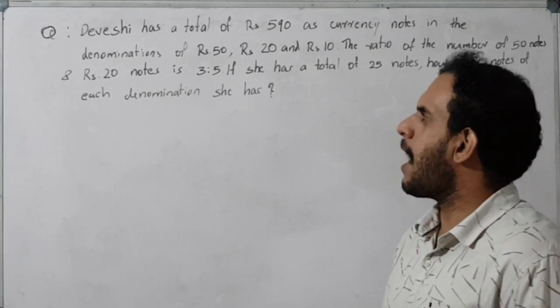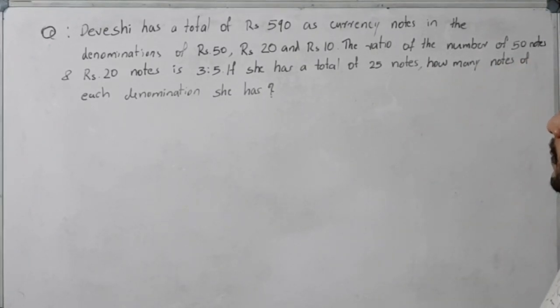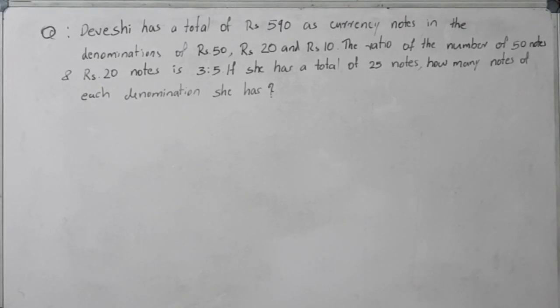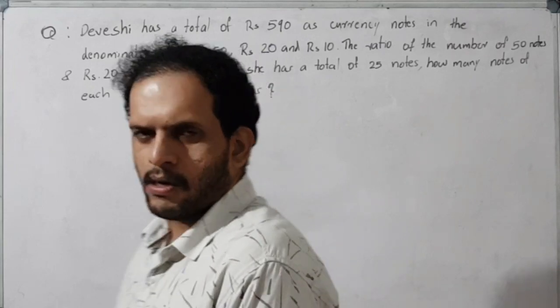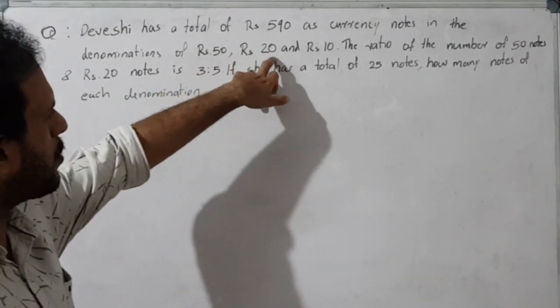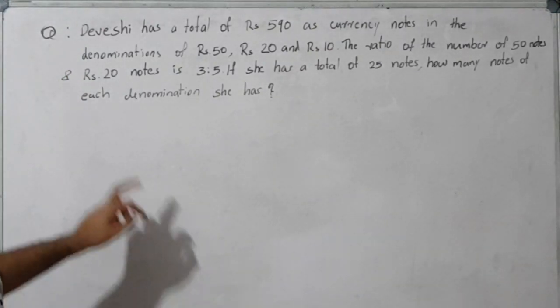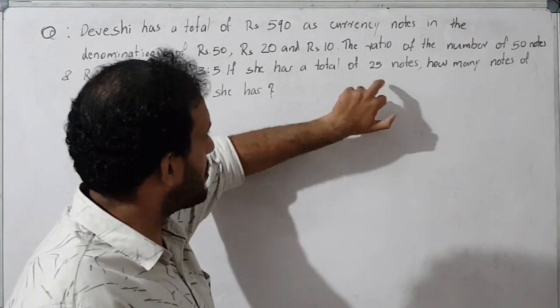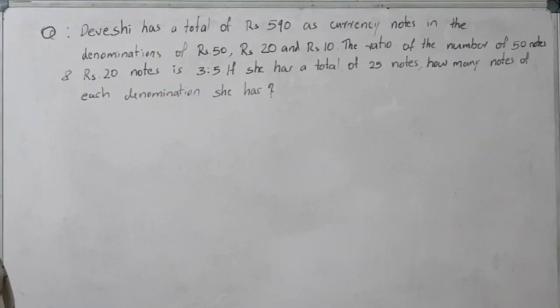The question is, Deveshi has a total of rupees 590 as currency notes in the denomination of rupees 50, rupees 20 and rupees 10. The ratio of the number of 50 notes and rupees 20 notes is 3:5. If she has a total of 25 notes, how many notes of each denomination does she have? Correct? The person Deveshi has total money 590, and the notes are rupee 50 notes, 20 notes and 10 notes. The ratio of 50 and 20 notes is 3:5, and the total number of notes is equal to 25. Then what is the question? How many notes of each denomination does she have?